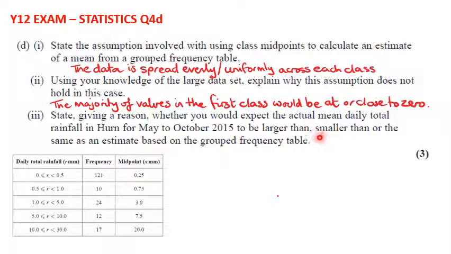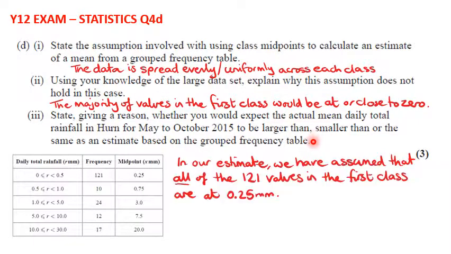We then have to say whether our estimate would be larger or smaller than the actual mean. Well, in our estimate, we've assumed that all 121 of these values are at the midpoint, 0.25. Normally it's a fair assumption if they're linearly distributed across the class, because the ones that are below that would balance out the ones that are above it, and it's normally a fair assumption to just assume they're all at the midpoint. In this particular class, many of these values will be at 0.